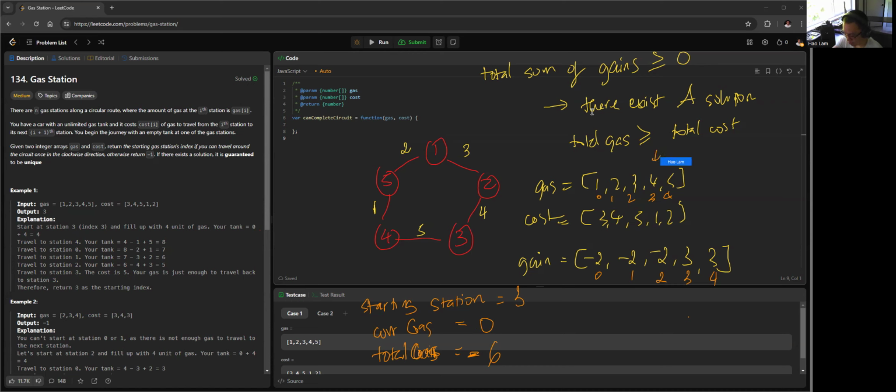Okay, so now we are at 4. The gain is 4 minus 1, right? Which is 3. So the total gas becomes -3, right? The current gas becomes 3, right? So it does indicate that we are able to get from station 4 to station 5, right? So we keep going, right? Our starting station, we just stay here, right? The beginning index, the index of the beginning of the maximum subarray, right?